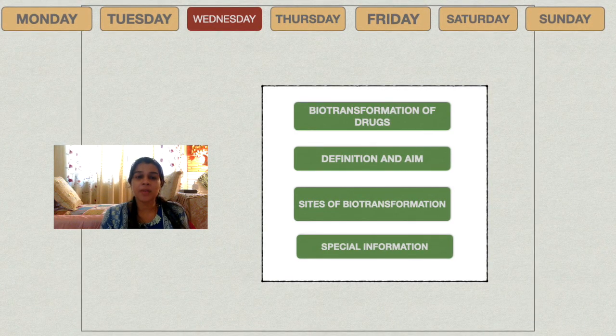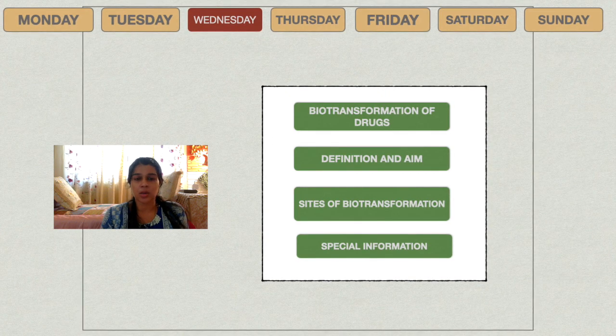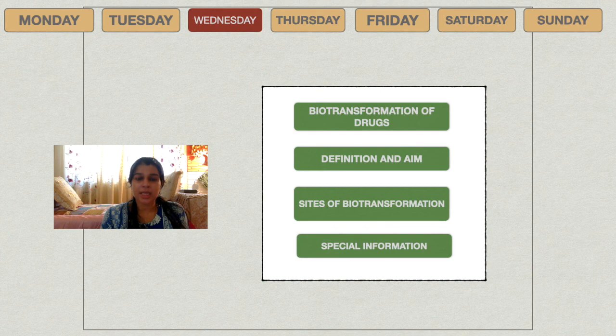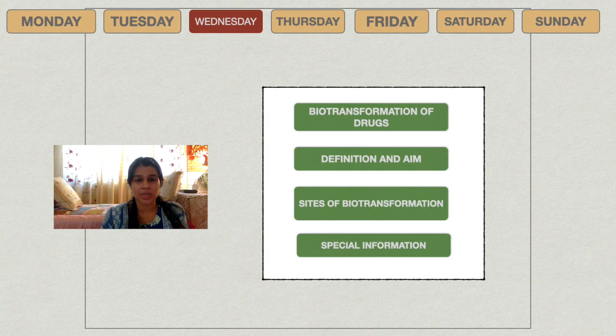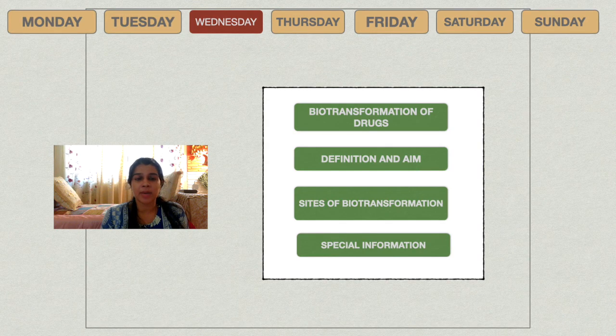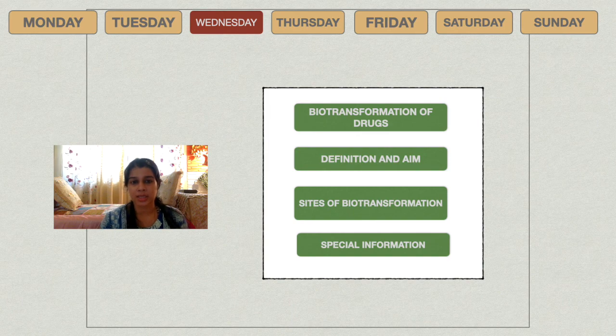Now, the main site of biotransformation is the liver, though other sites are also there, like kidney, intestine, adrenal cortex, lungs, etc. And one special piece of information regarding the sites of biotransformation is that dead tissues like nails and hair have no role in this particular biotransformation. So they are not involved in biotransformation at all. With this information, we wound up the Wednesday session. Now moving on ahead to the next day.